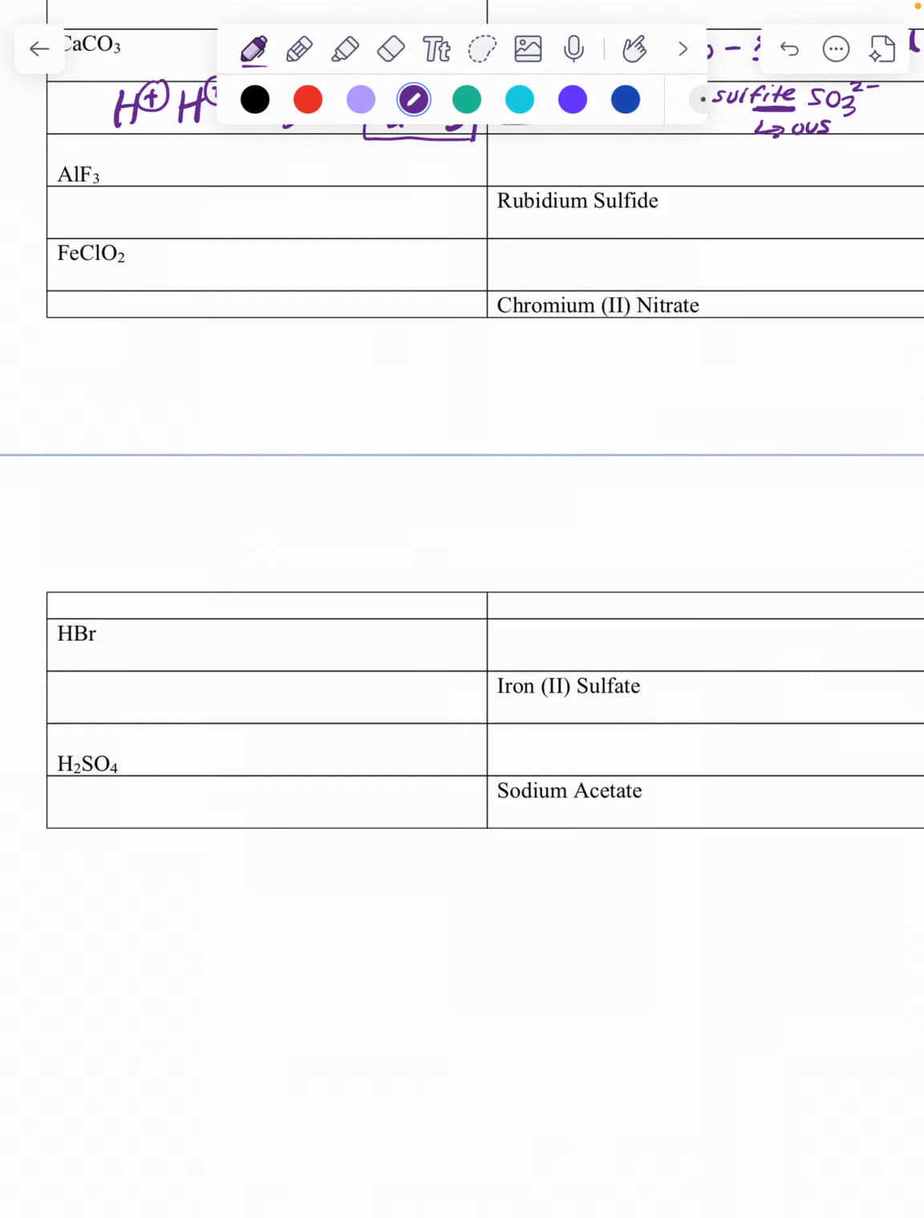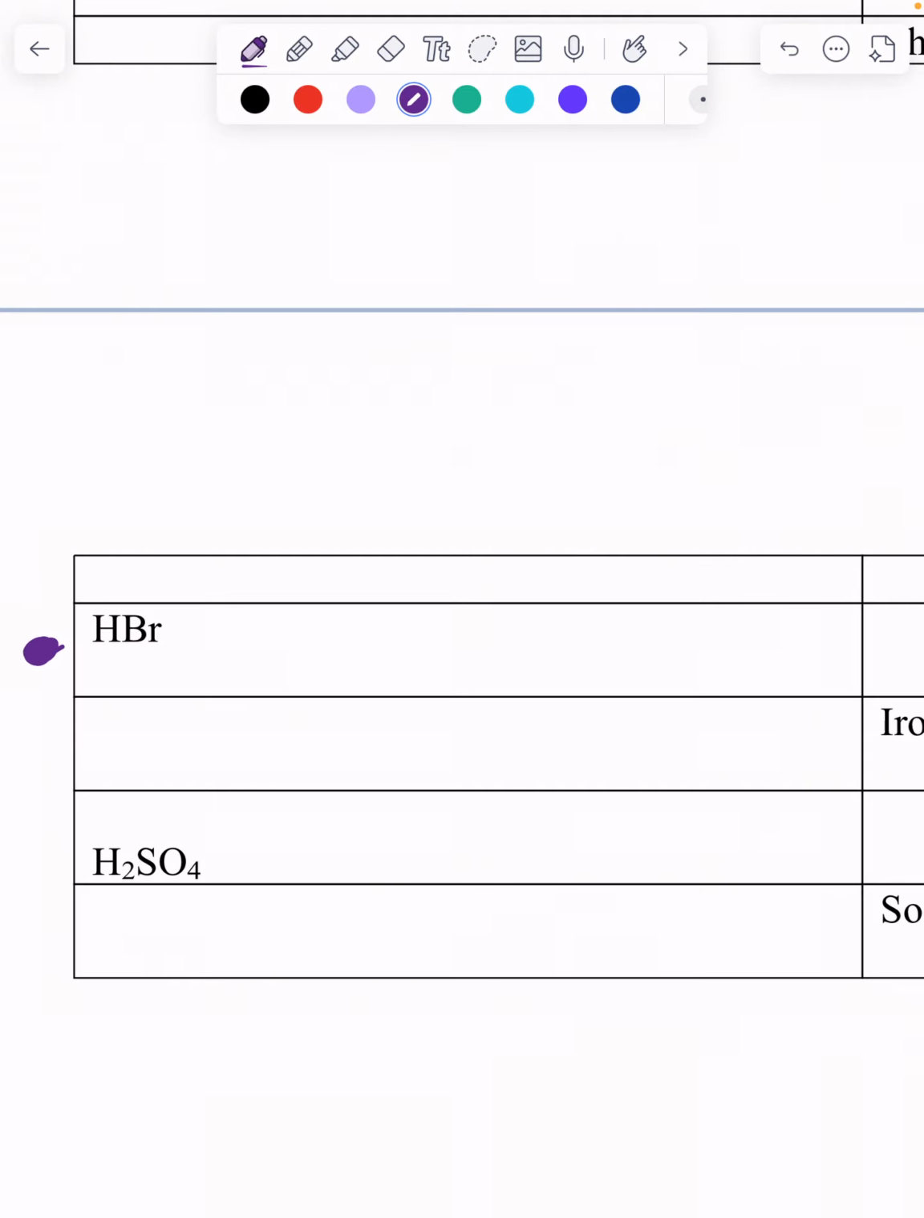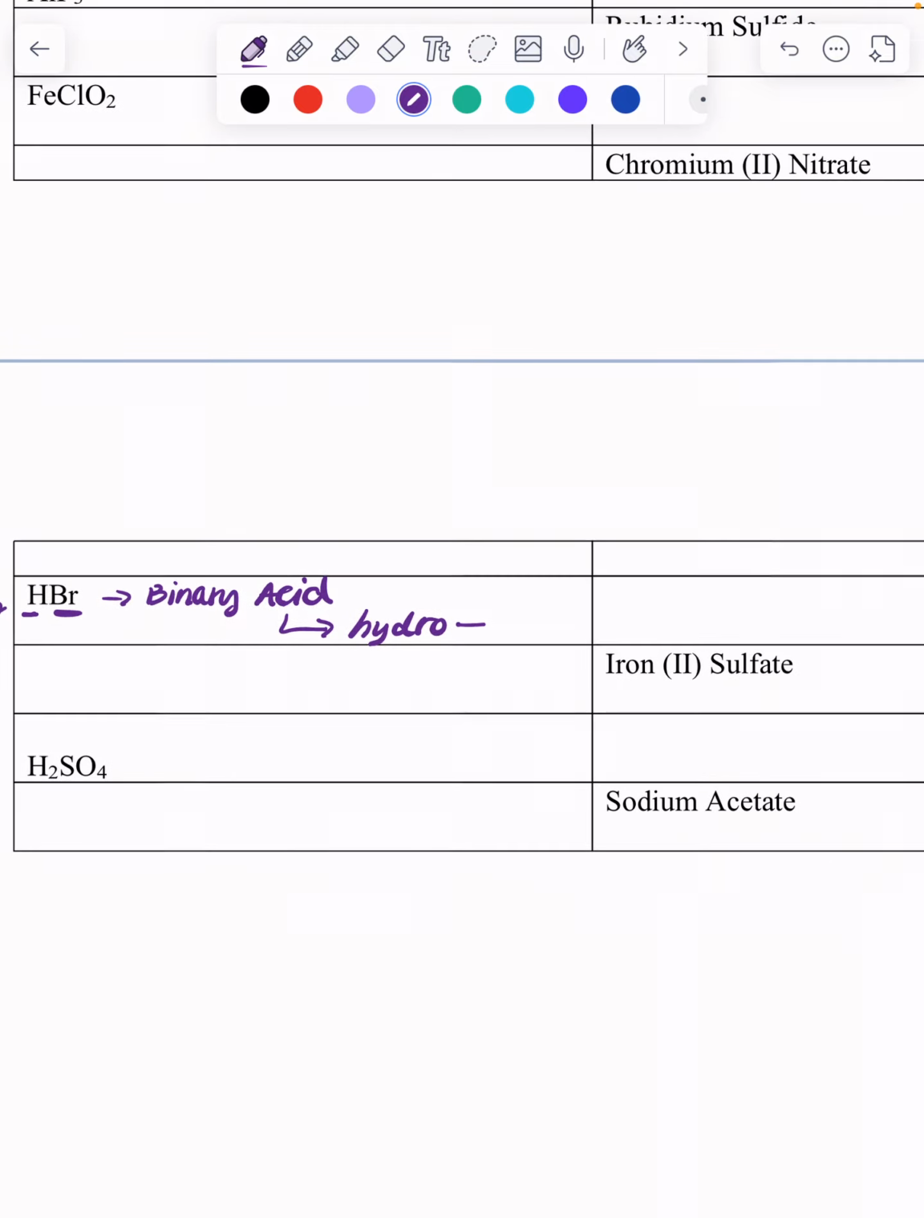If I come down here, I think this one would be good: HBr, because we have been talking about acids. This is an acid, but a different kind. I don't have a polyatomic in this one. I have hydrogen and one element, and that makes this a binary acid. With binary acids, the first thing we always do is start with the prefix hydro. So you're basically halfway there at this point.